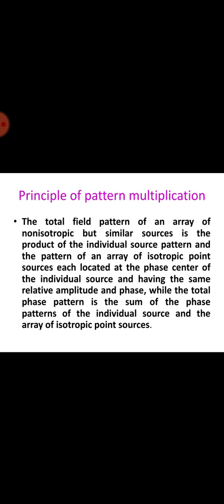The total field pattern of an array of non-isotropic but similar sources is the product of the individual source pattern and the pattern of an array of isotropic point sources, each located at the phase center of the individual source and having the same relative amplitude and phase, while the total phase pattern is the sum of the phase patterns of the individual source and the array of isotropic point sources. So the total phase pattern is referred to the phase center of the array.